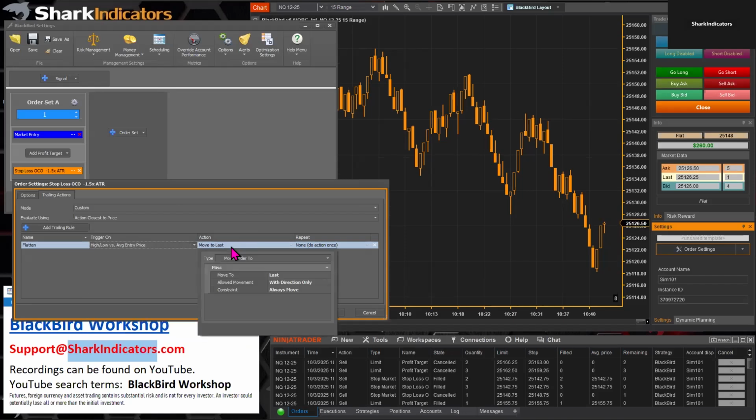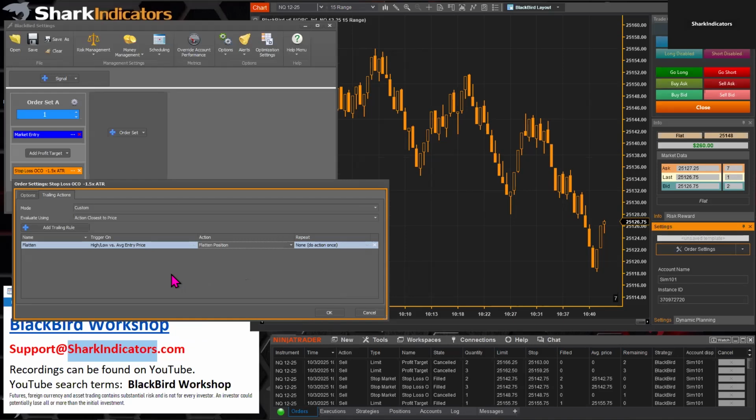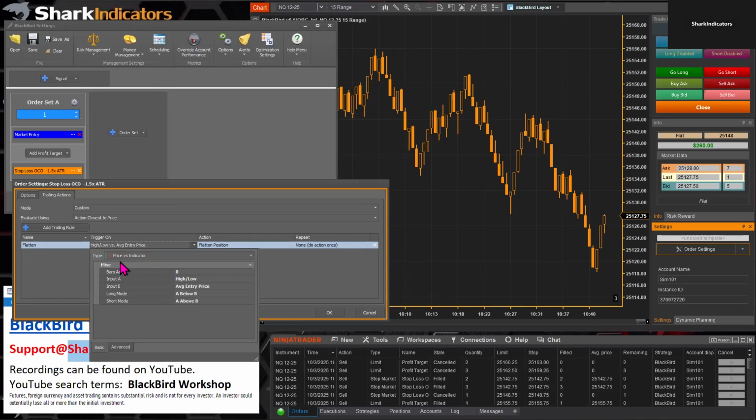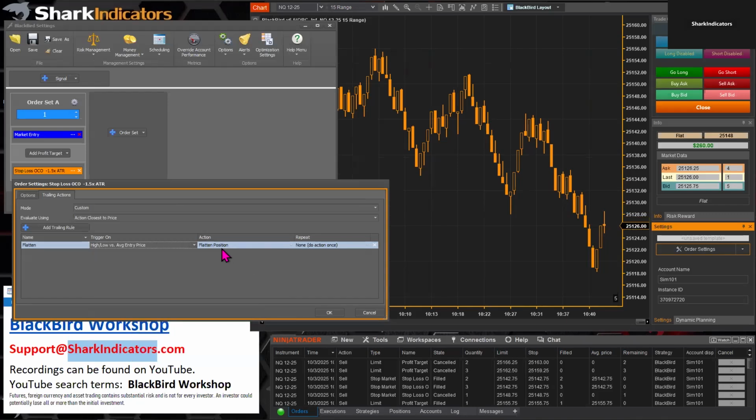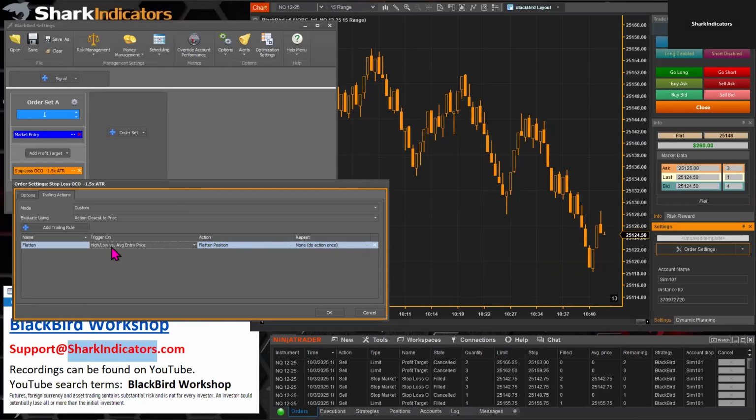And so the action here is simply going to be flatten position. And there you go. That's all there is to it. We just use the price versus indicator trigger, and then the action is flatten. And that's it. Obviously, when you flatten a trade, you can't repeat that rule, so there's no repeating. All right, next, let's go and make the break even here.